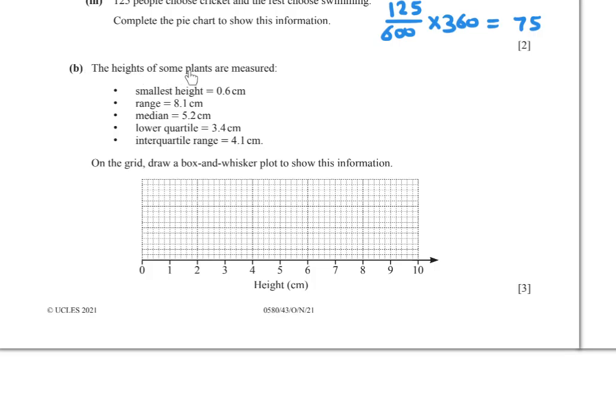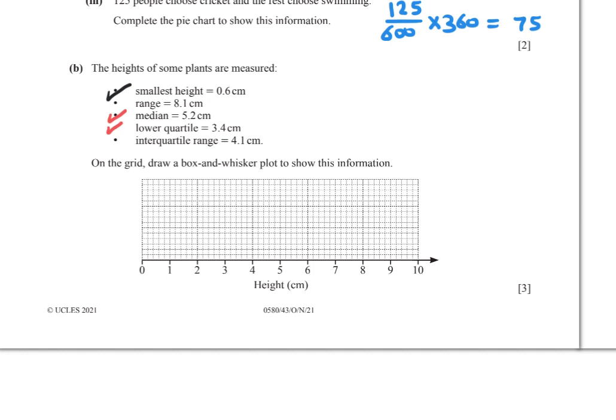B. The heights of some plants are measured. Smallest height 0.6, range 8.1, median 5.2, lower quartile 3.4, interquartile range 4.1. On the grid, draw a box and whisker plot to show this information. For a box and whisker plot, we need 5 values. The smallest, we have. The median, we have. The lower quartile, we have. We need the greatest value and the upper quartile.